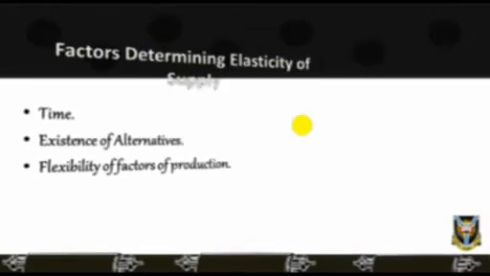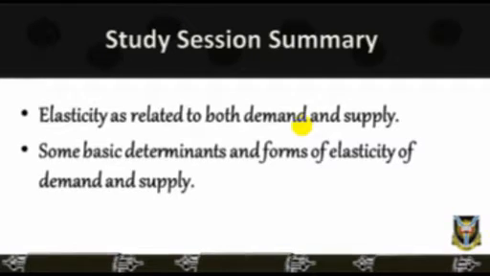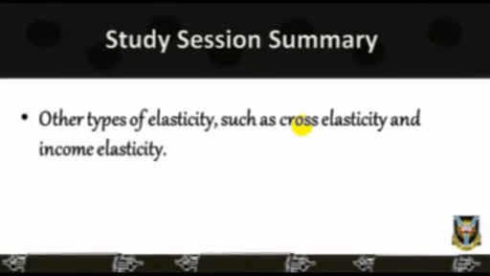Study session summary. In this session, we have defined elasticity as related to both demand and supply. Also, we looked at some basic determinants and forms of elasticity of demand and supply. We concluded by looking at other types of elasticity, such as cross-elasticity and income elasticity.